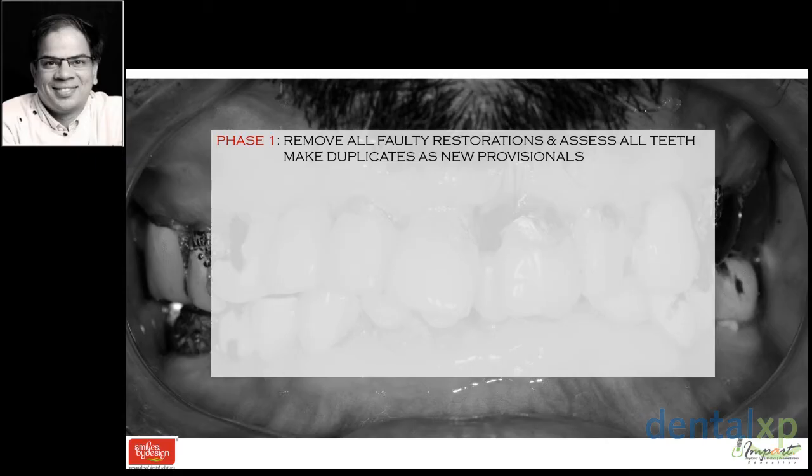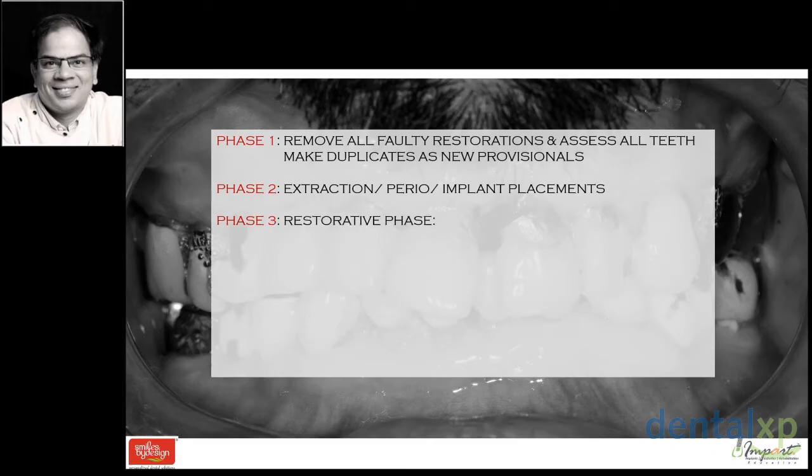Phase 1 is removal of all faulty restorations and assessing all teeth and making some provisionals for the patient to continue socializing in the interim period while I figure out what treatment I want to do. Phase 2 is extraction, any perio treatment, implant placements, any grafting needs that have to be done.